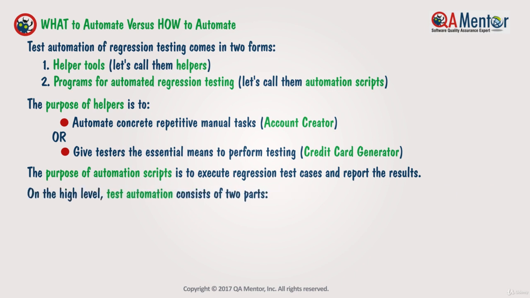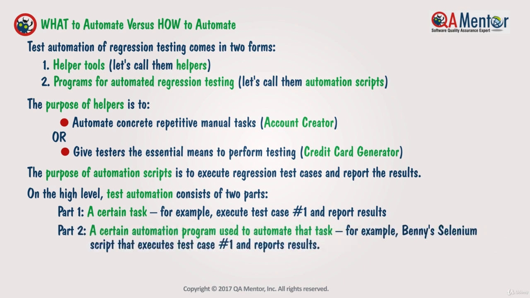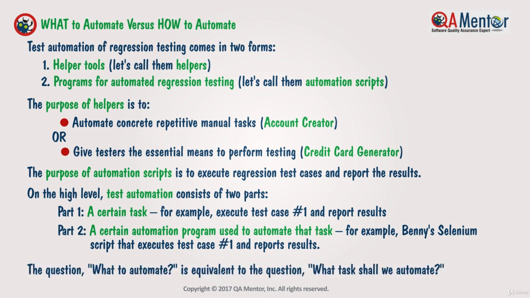On the high level, test automation consists of two parts. Part 1, a certain task, for example, execute test case 1 and report results. Part 2, a certain automation program used to automate that task, for example, Benny's Selenium script that executes test case number 1 and reports results. The question, what to automate, is equivalent to the question, what tasks shall we automate?